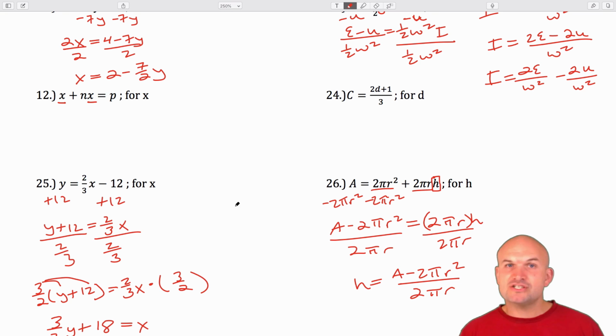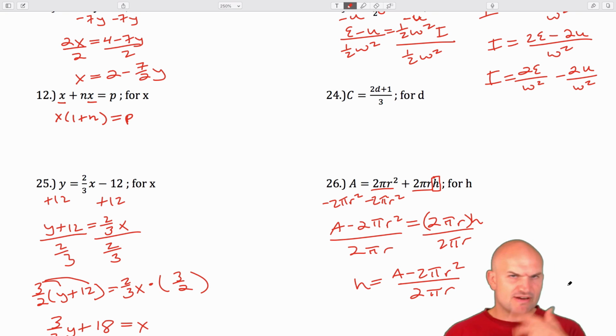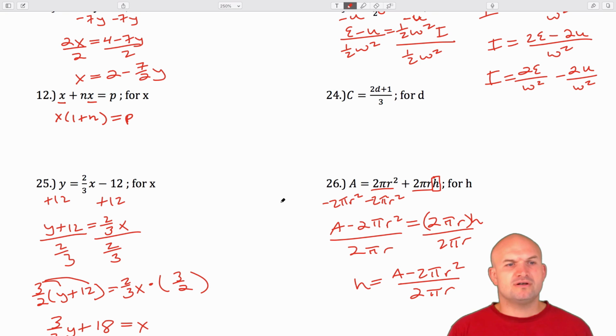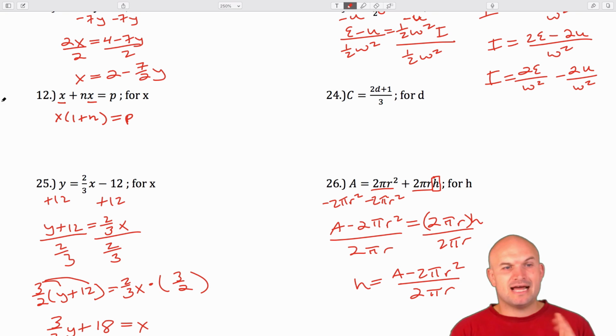Well, in this case, we're actually going to want to create parentheses. And we're going to create parentheses by factoring out the x. So when we factor out an x, we get x times (1 plus n) equals p. But it's very important for you to understand what I did in this process. I had 2 variables on one side. When you're solving, you can't have the variable on both sides, right? So by factoring out, I am actually now combining these 2 x's into one term.